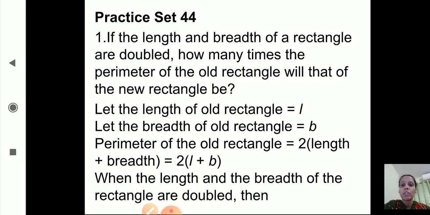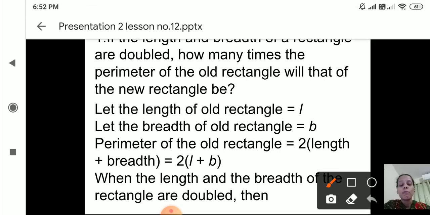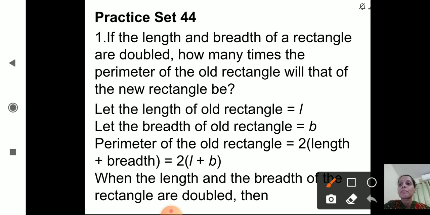Okay. Now today we will start with practice set 44. Practice set 44, question number 1. If the length and breadth of a rectangle are doubled, how many times the perimeter of the old rectangle will that of the new rectangle be? So let's start now. First question.